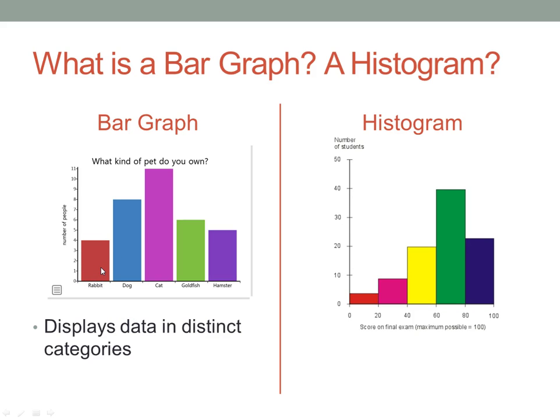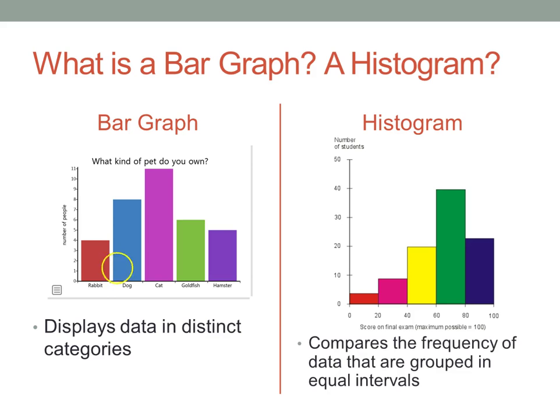Now a histogram, on the other hand, shows the frequency of data, and the data is grouped into equal intervals. So here you can see we have intervals for a test score. The test score can be anywhere from 0 to 100, and each interval is 20 points. With a histogram, the intervals, or the amount between each of these marks, has to be equal.